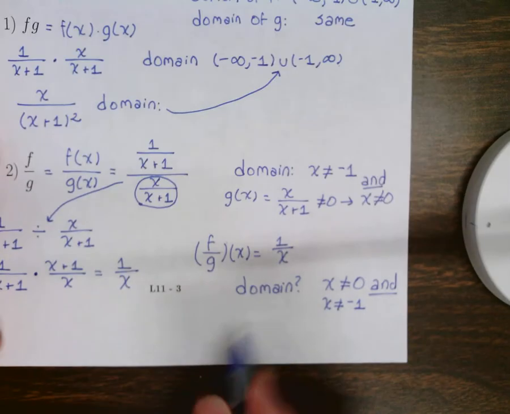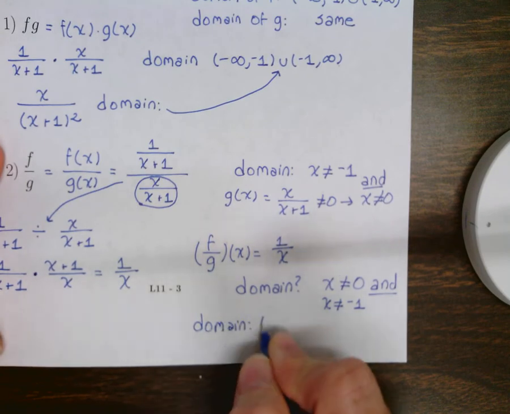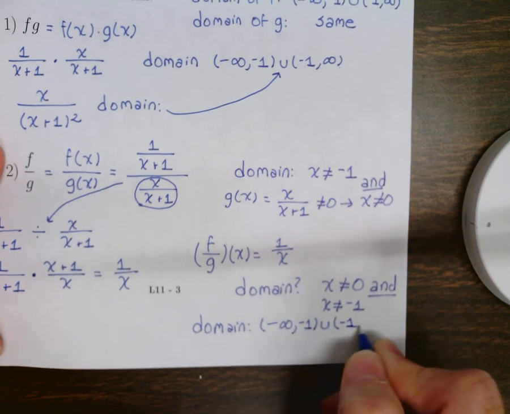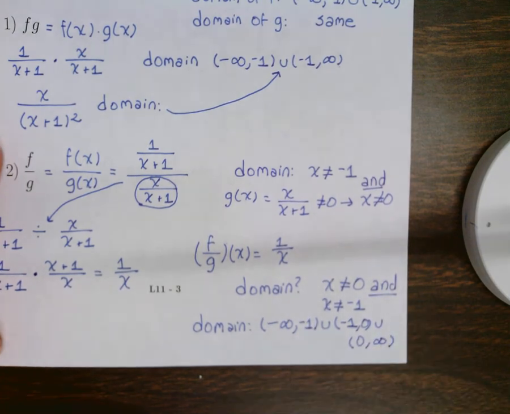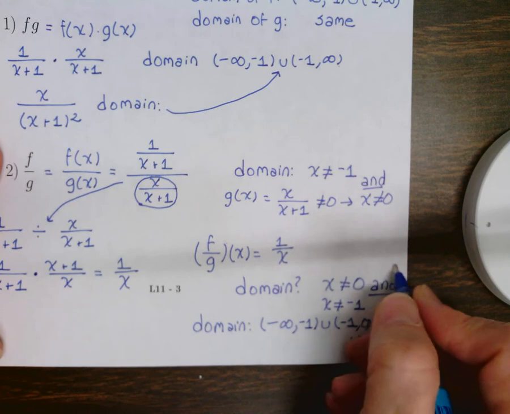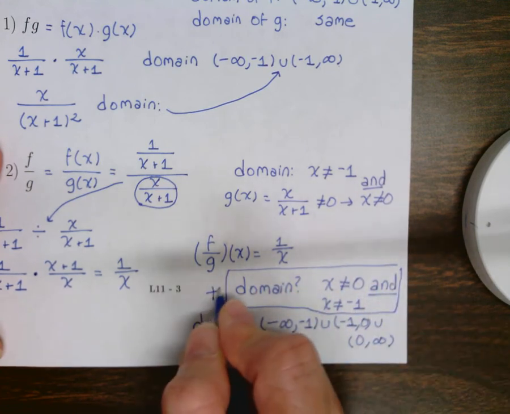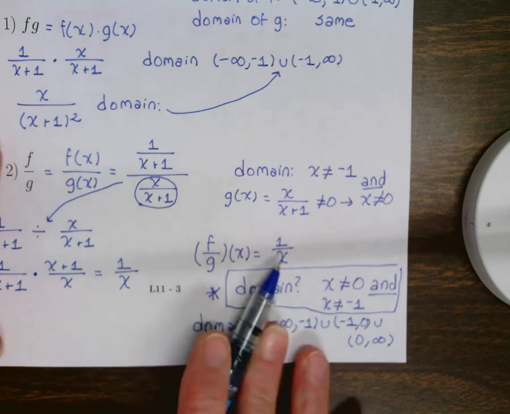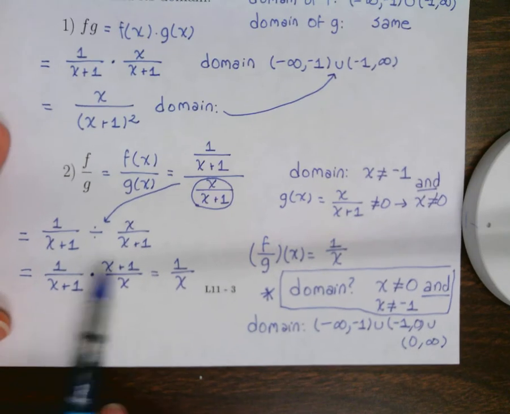So what is the domain? It would be everything but those two values. So it's -∞ to -1, -1 to 0, and then 0 to infinity. Please make sure that you know that. See why that -1 is also included, even though the end result certainly would not indicate that. If I just looked at this, I'd say, oh, well, x can't be 0. But it also can't be -1 because of the way that we made that function.